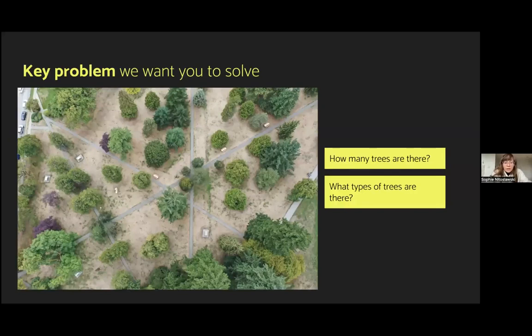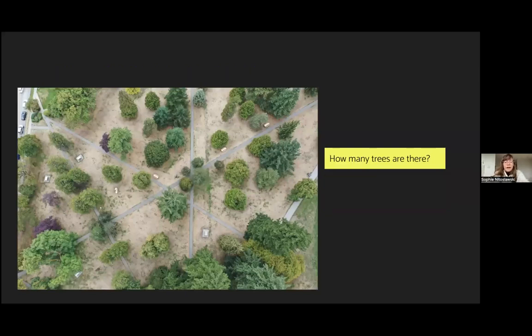Well, the key problem that we want you to solve is, by giving you an image such as this one, a drone image, can you figure out, using machine learning, how many trees there are and what types of trees there are? So let's just start quickly with how many trees there are.